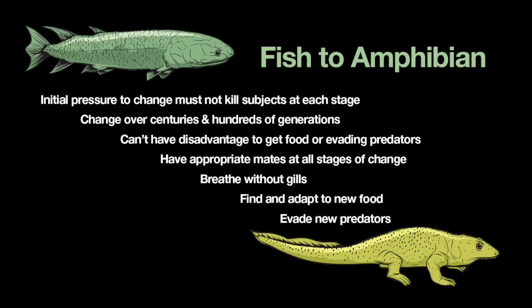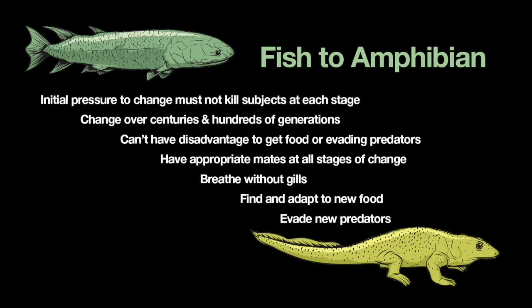Okay, here's another possible transition, transitioning from fish to amphibians. Now, here's a typical model and things you have to remember. If there is supposed initial pressure on the creature to change so that it can survive, that pressure can't kill the subject at each of its stages of changing. It's got to be able to still survive, presumably eons, to evolve from one creature to another. And that change would take place over centuries or at least hundreds of generations.